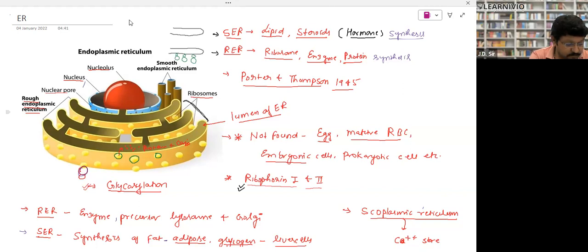Next point. Normally, it forms 30 to 60% of the membrane system of the cell. Full stop. They are found quite abundantly in metabolically active cells.